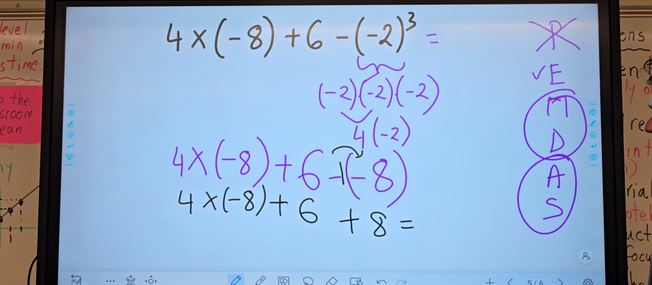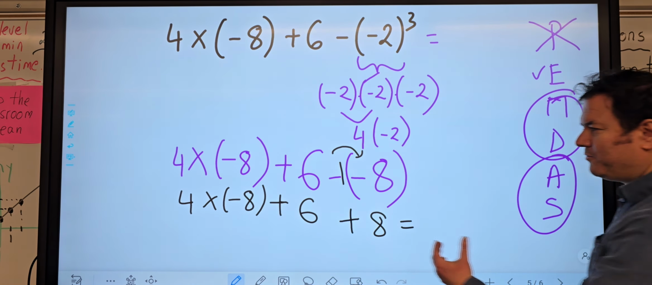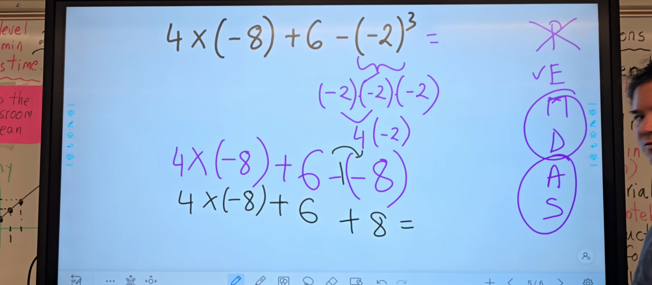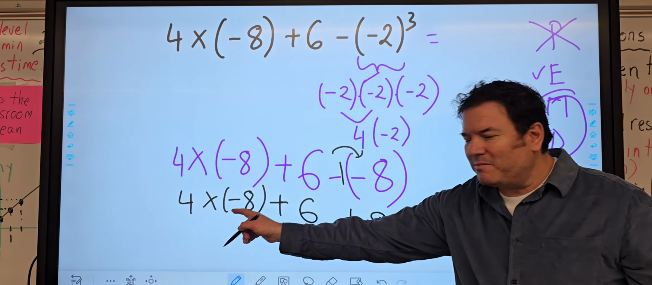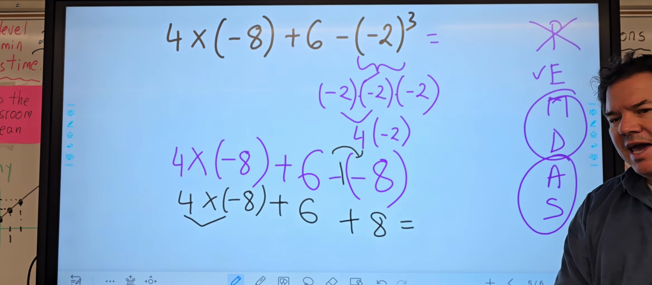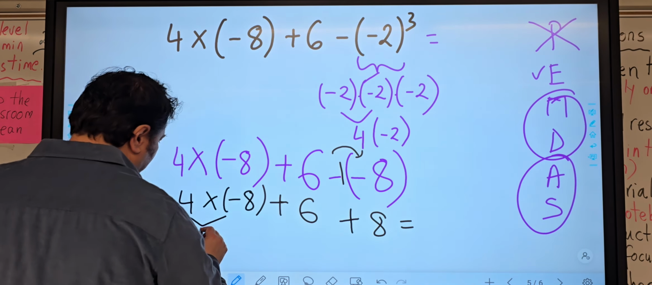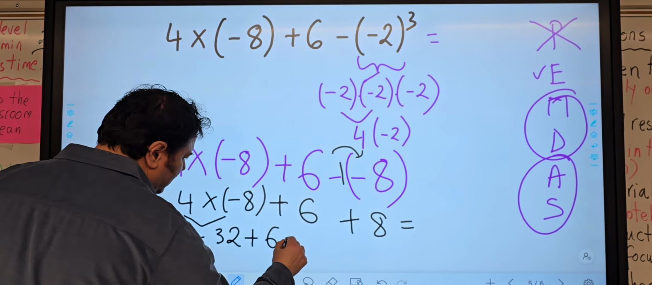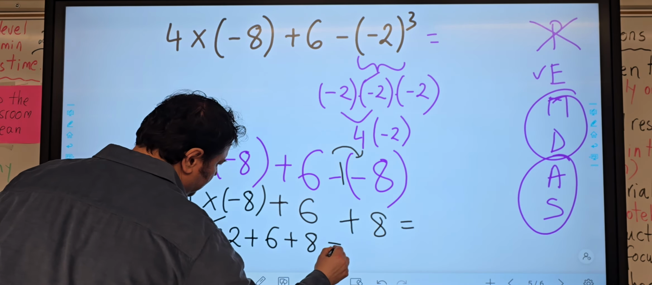And now we are right here. We have a couple of operations. We have multiplication, addition, and addition. And of course, multiplication would come first. So let's multiply those two numbers. 4 times negative 8 becomes negative 32. So negative 32 plus 6 and then plus 8.